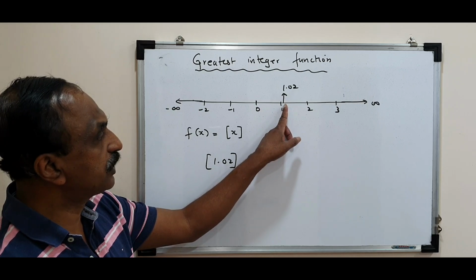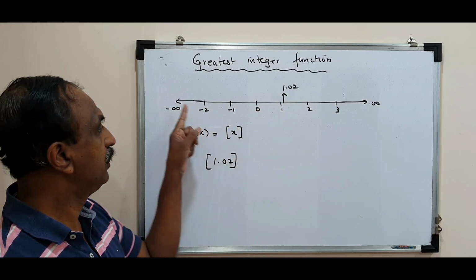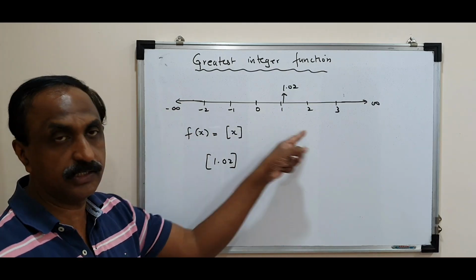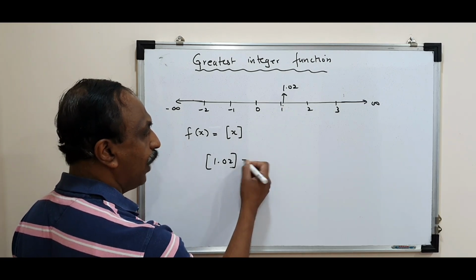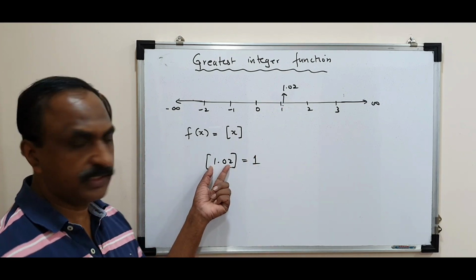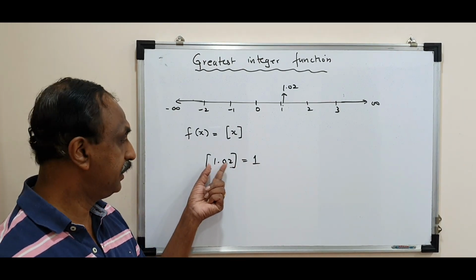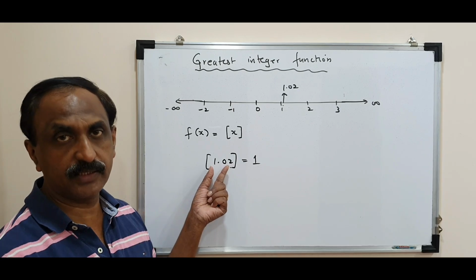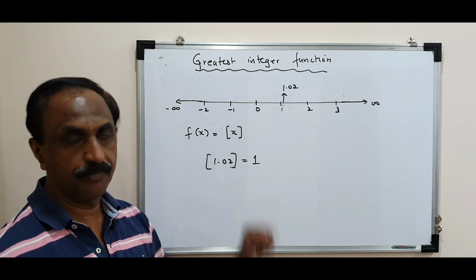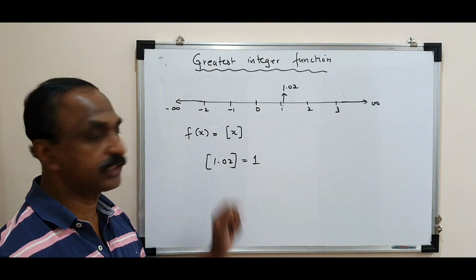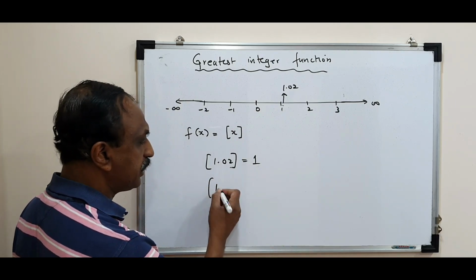What are the integers which are not greater than 1.02? All of them: minus 2, minus 1, 0, 1, minus 3, minus 4. All of them are integers not greater than 1.02. Out of that, the greatest is 1. So the greatest integer not greater than 1.02 is 1. What did I say? The integers which are not greater than 1.02 are minus 3, minus 2, minus 1, 0, 1. Out of that, which is the greatest? That is 1. So it is very easy to look at the number line and decide. What is the greatest integer of 1.8?